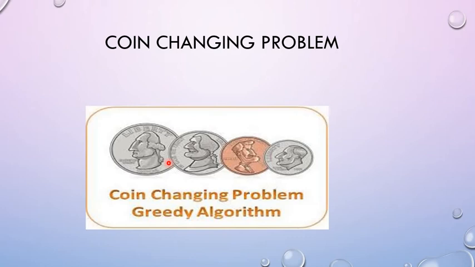I repeat once again what we are going to see. A rupee amount will be given. That amount should be converted into coins, and the number of coins taken should be minimum. An amount should be converted into the minimum number of coins. That is the coin changing problem.